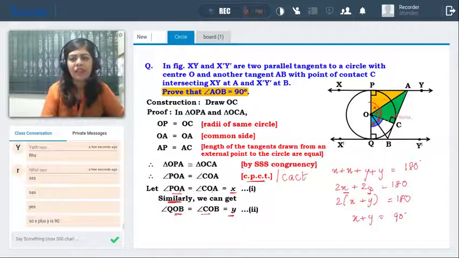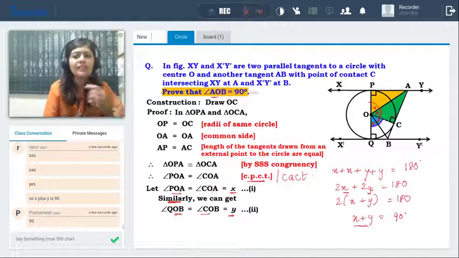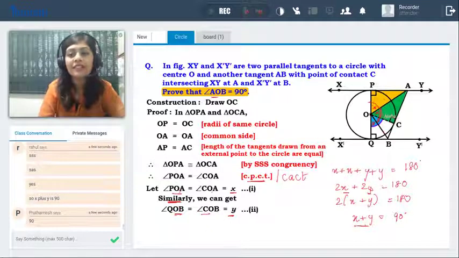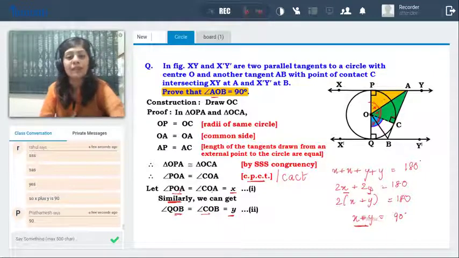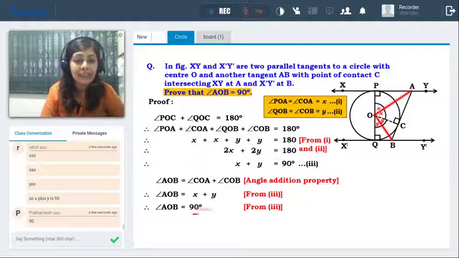Let's look at x plus y. Are we interested in x plus y? No, we're interested in AOB, right? So let's look at AOB. Isn't AOB equal to AOC plus COB? Yes, AOC is x, COB is y. So can I write AOC plus COB, which is x plus y, equal to 90? Yes, students, we have written COA plus COB equal to x plus y equal to 90.